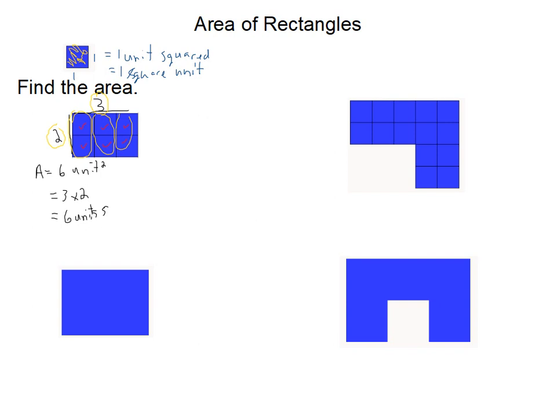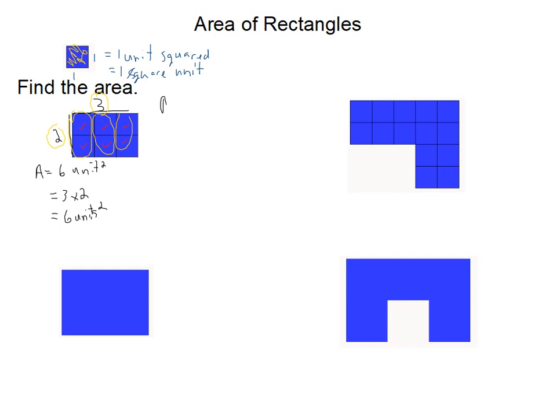Sorry, I was going to write the word squared, but I think I'll just put a little square in there. So if we're looking at finding the area of a rectangle and we have a grid, we can certainly count using that grid. If we don't have a grid and we only have measurements, we can take the length and multiply it by the width.